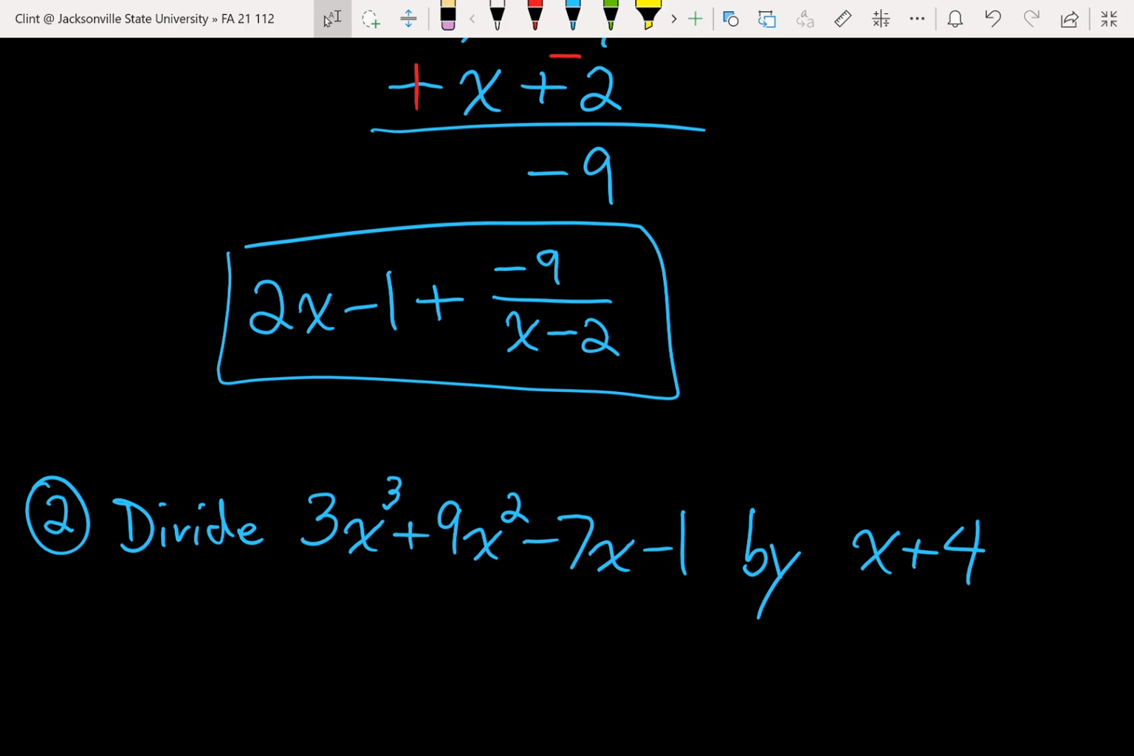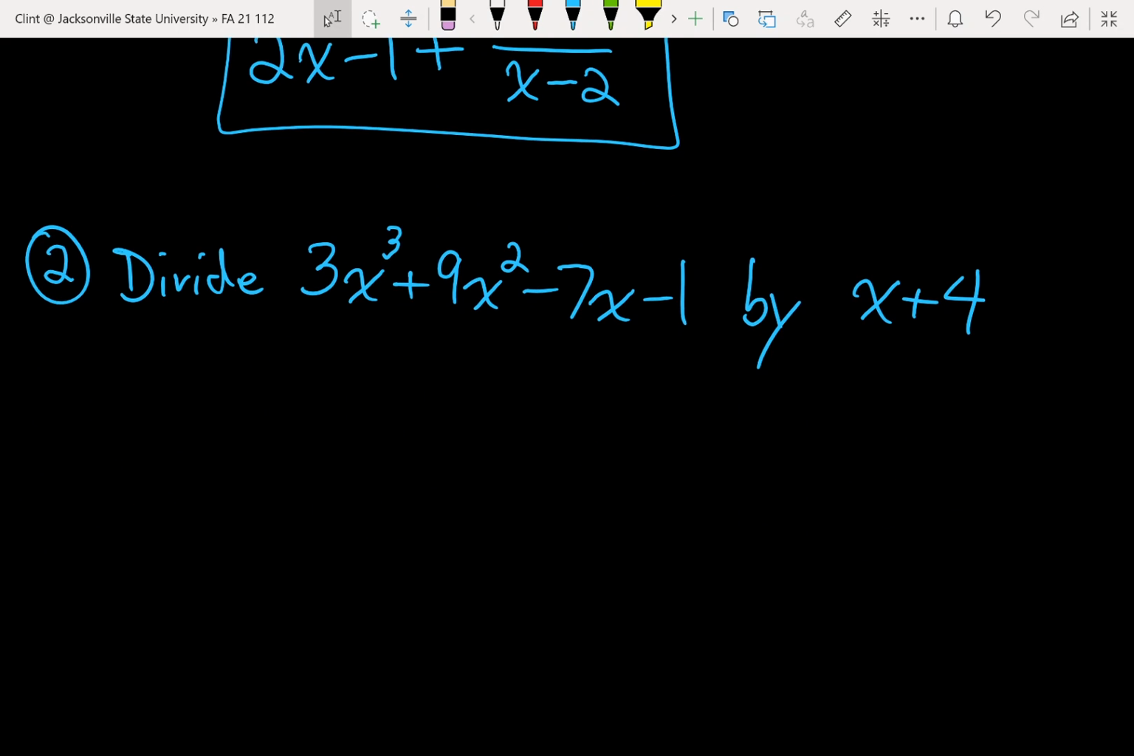All right, so if we're going to do this one synthetic, and again, it gives you the option to do either way, we need just the coefficients. And like you were mentioning, we need to make sure that we've got every power of x in there. If we're missing a power of x, then we need a placeholder in that spot. But we've got them all on this one. And we got 3, 2, 1, and 0. So we can write down our coefficients. So we'll have 3, 9, negative 7, and negative 1.